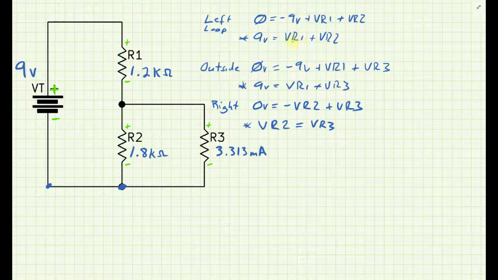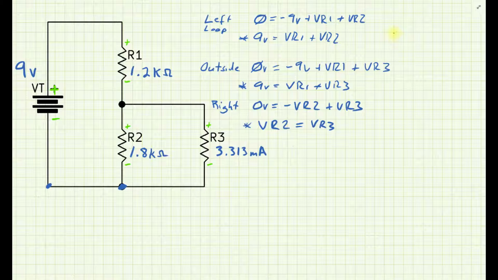So I could say that VR1 plus VR2 equals VR1 plus VR3 equals 9 volts. Those are all equivalent equations, which is interesting and nice to see. But at this point I may not have enough information or a plan to figure out which of these equations I'll want to use, or what I'll be able to substitute in and what to do next. But I've got my voltage loop equations.